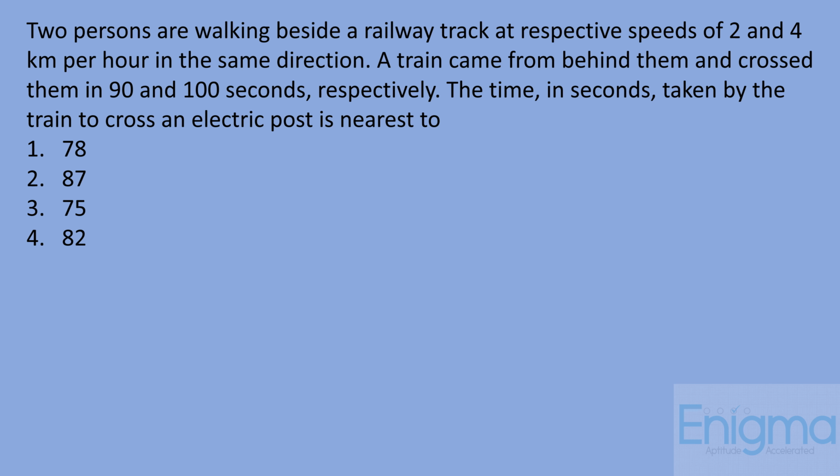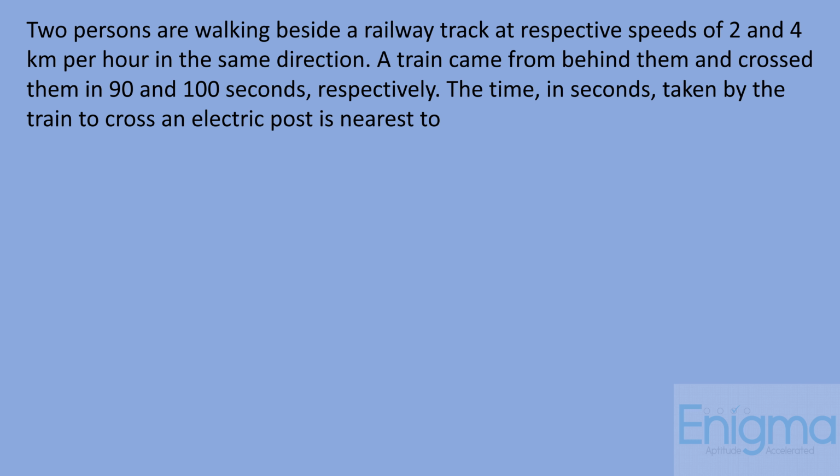Two persons are walking beside a railway track at respective speeds of 2 and 4 kilometers per hour in the same direction. A train came from behind them and crossed them in 90 and 100 seconds respectively. The time in seconds taken by the train to cross an electric post is nearest to 78, 87, 75, 82.